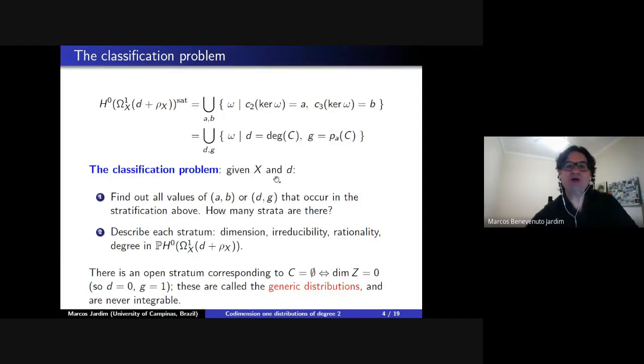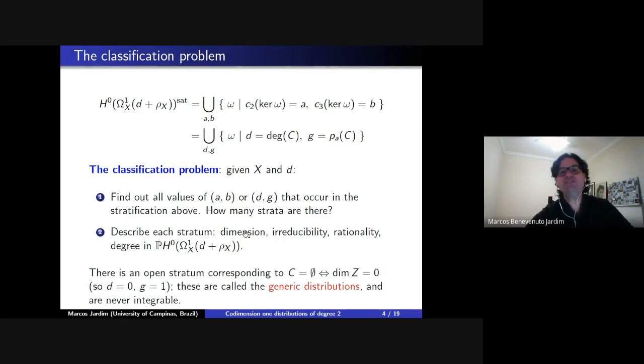And the classification problem goes like this. If you fix a threefold X and an integer G, a degree D, first, can you find all the values of these pairs, A and B or D and G, that occur in the stratification above? Can you characterize all the possible numerical invariants that appear in this stratification? How many strata are there? And second, can you describe each stratum?